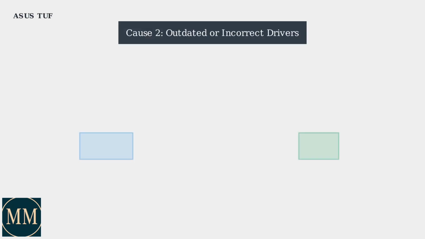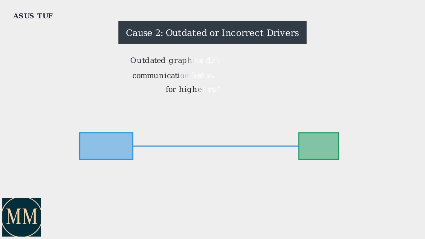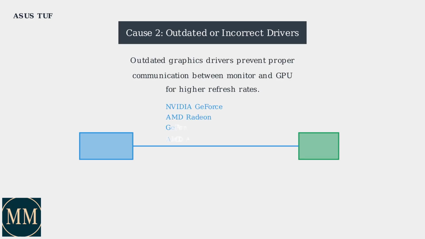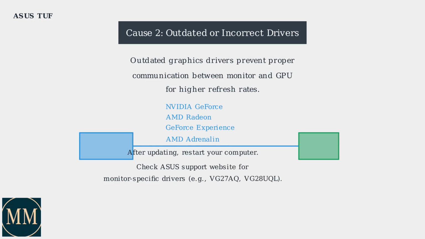Outdated graphics drivers prevent the monitor and GPU from communicating correctly to enable higher refresh rates. Update your NVIDIA GeForce or AMD Radeon drivers to the latest versions via their respective software, GeForce Experience or AMD Adrenalin. After updating, restart your computer. Also, check for monitor-specific drivers on the ASUS support website for your specific model, such as VG27AQ or VG28UQL.